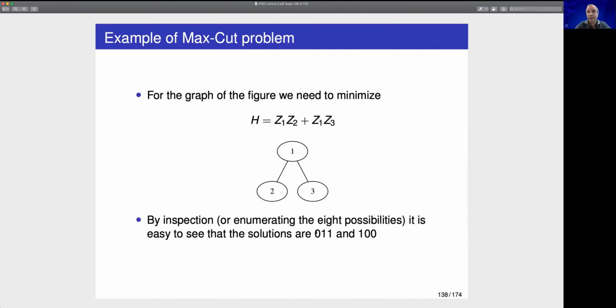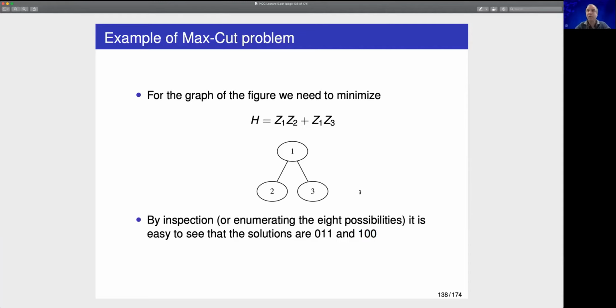two different cuts or groups that we can make with the possibilities 0, 1, 1 or 1, 0, 0, where this means that we are putting 1 in group 0, and we are putting 2 and 3 in group 1, or we are putting 1 in group 1 and 2 and 3 in group 0, which is the same, okay? So these strings here somehow codify the solution, or one of the solutions, to this problem, okay?